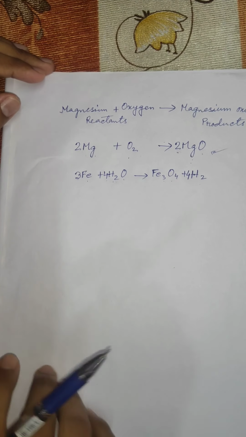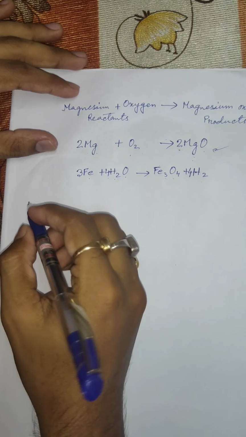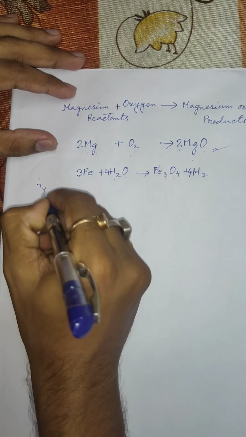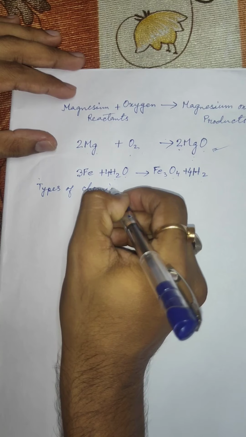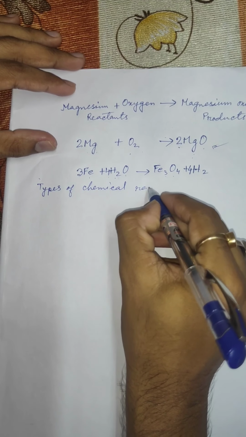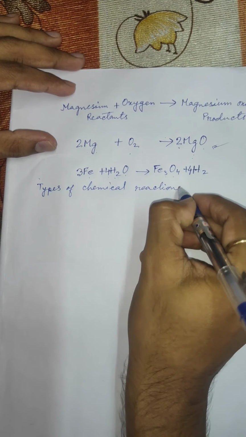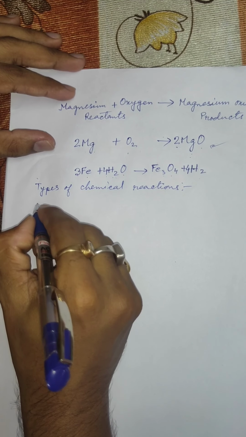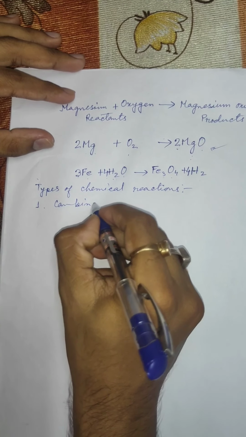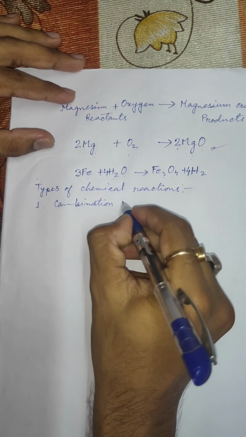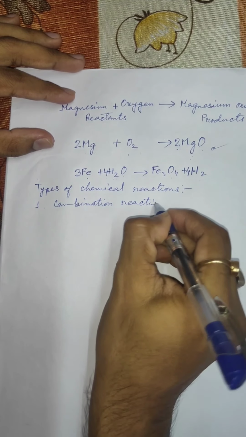So next, we see the types of chemical reactions. What are the types of chemical reactions? We can understand this. Number 1 is the combination reaction. So what is the combination reaction?